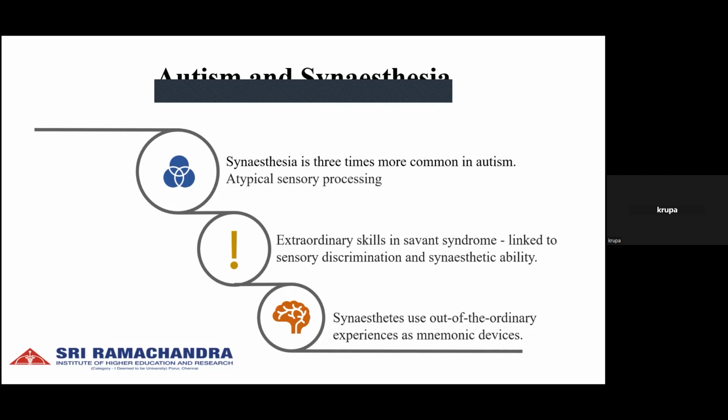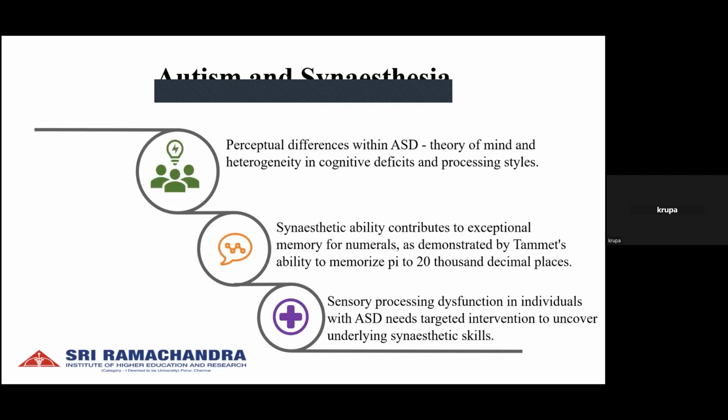As reports suggest, synesthesia is 3 times more common in children with autism, and the commonality between both conditions is atypical sensory processing. And more importantly, the extraordinary skills, like the Savant syndrome in the autism spectrum, are often related to the synesthetic ability, and it often acts as a mnemonic device for these children and aids a very good memory for routes or places or days, numbers, calculations, etc. And this also aids perceptual differences.